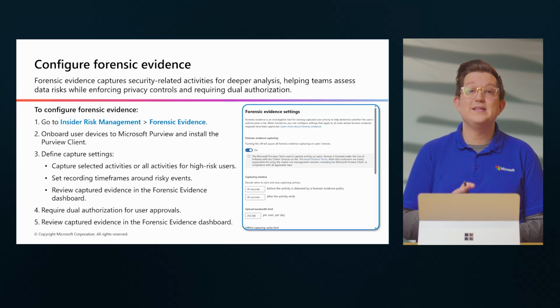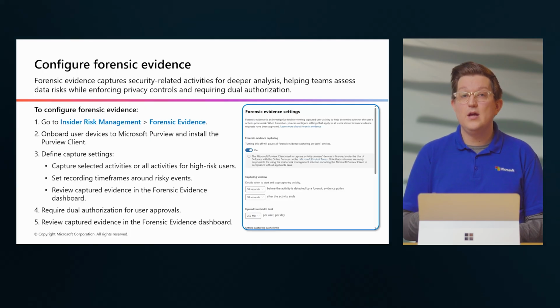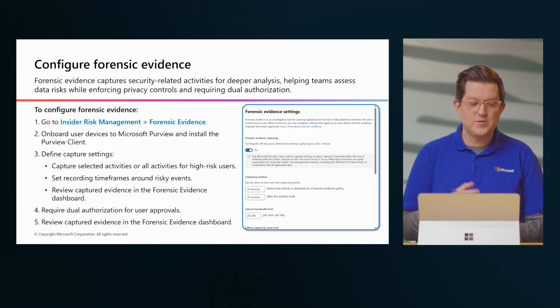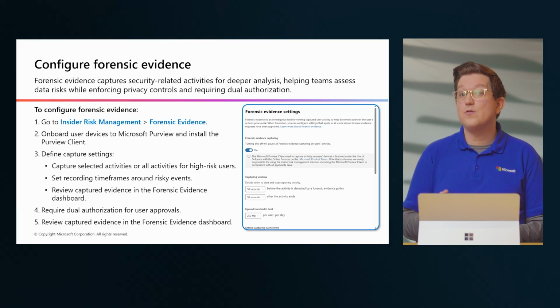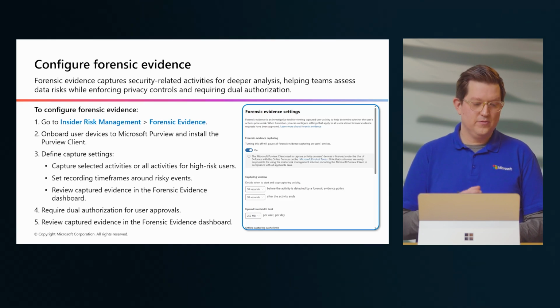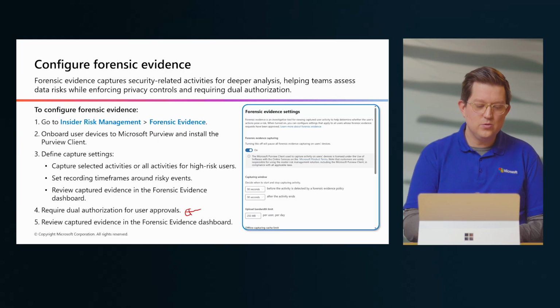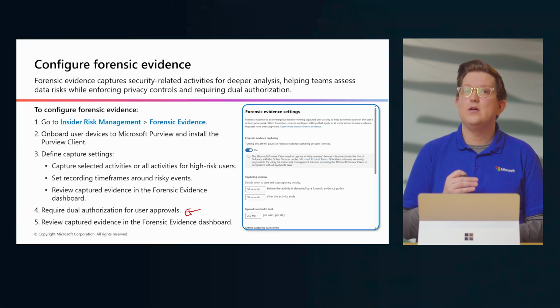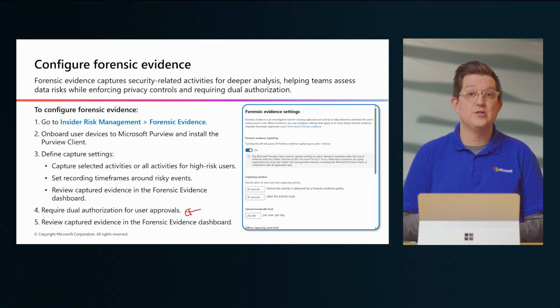Forensic evidence requires the installation of the Purview client agent on an endpoint, and what it will do is capture data directly. This includes screenshots of the screen at the time that a risky action is taken. If text input is put into a browser field, it will capture that text directly. This is essentially a direct capture and recording of the screen and the content that a user is accessing. Because of the nature of this sort of data, there is usually a dual authorization required in order to be able to view any of this information.